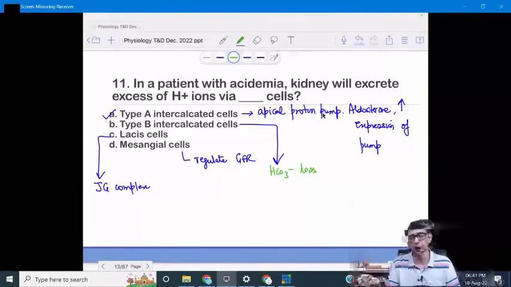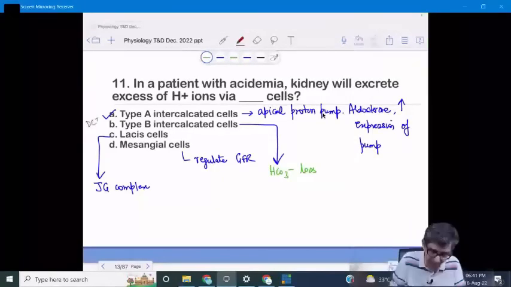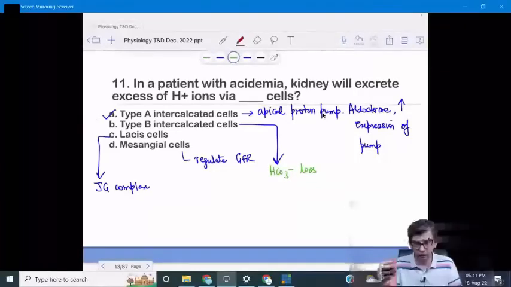The correct answer for question number 11 is option number A. You need to remember two facts, that if hydrogen is more in the body, then in the distal convoluted tubule of the kidney, both of these are located in the DCT. Present in the DCT are type A and type B intercalated cells which respond to situation of acidosis and alkalosis.